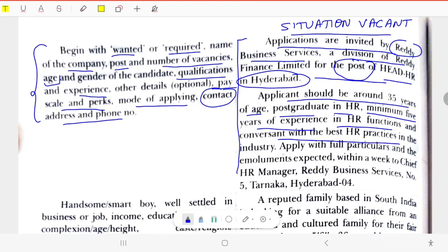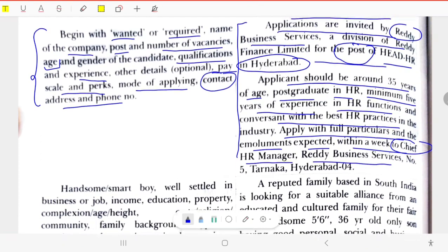How to apply? Apply with full particulars and the emoluments. Emoluments means salary and HRA or DA or other perks. Particulars and emoluments expected within a week. To whom to apply? Chief HR Manager, Ready Business Services, number 5, Charnaka, Hyderabad. Here the person has to apply.